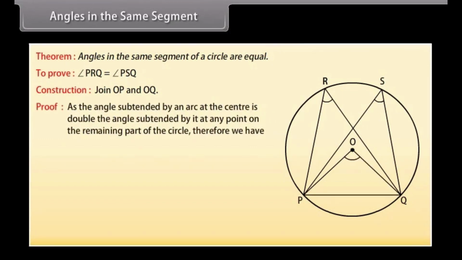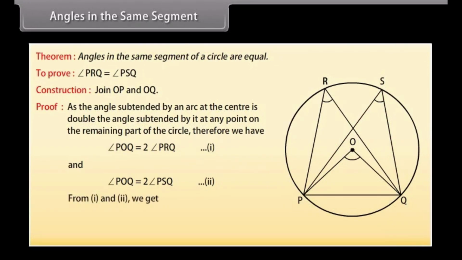Proof. As the angle subtended by an arc at the center is double the angle subtended by it at any point on the remaining part of the circle, we have angle POQ as 2 angle PRQ. Mark it as 1. And angle POQ is equal to 2 angle PSQ. Mark it as 2. From first and second, we get 2 angle PRQ is equal to 2 angle PSQ. Therefore, angle PRQ is equal to angle PSQ.